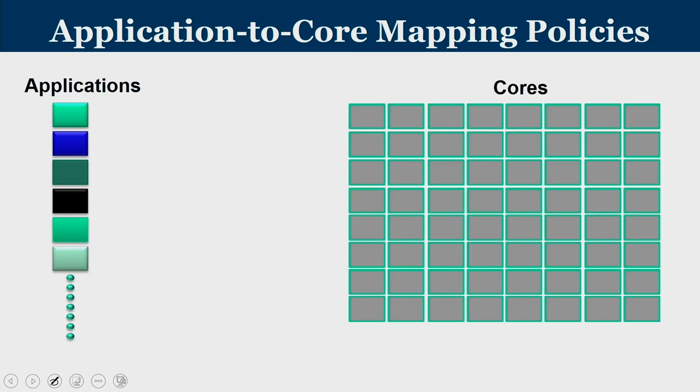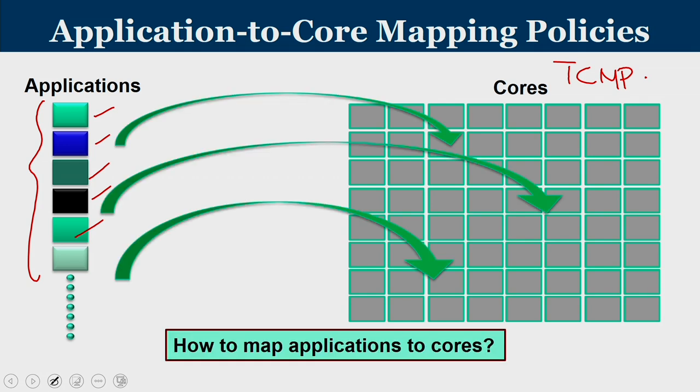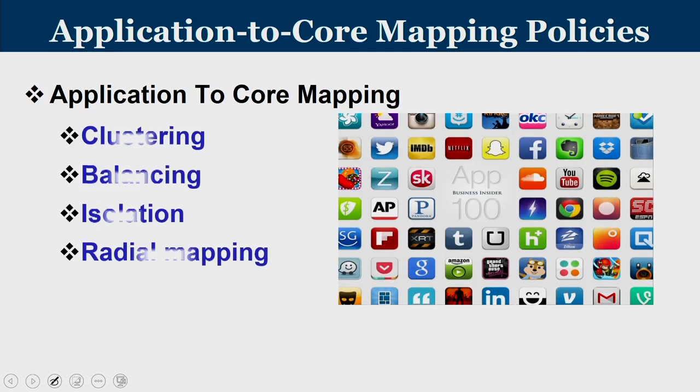Our next topic of discussion for today's lecture is application to core mapping. We have seen that our modern processor setups are called multi-cores, called TCMPs, tiled chip multi-core processors. We have many cores, and we have a wide range of applications. Your WhatsApp is running, then Facebook, news feed, your compiler program, your media application, many applications are going to run. Now, where does an application have to be hosted? This is the role played by an operating system. So, how to map applications to cores? That is called application to core mapping. It is generally done by the operating system. Let us say this particular blue application has to run in this core. Each has its own merits and demerits. The operating system looks at many criteria in order to perform this mapping. We are going to learn four techniques that operating systems generally follow: clustering, balancing, isolation, and radial mapping.